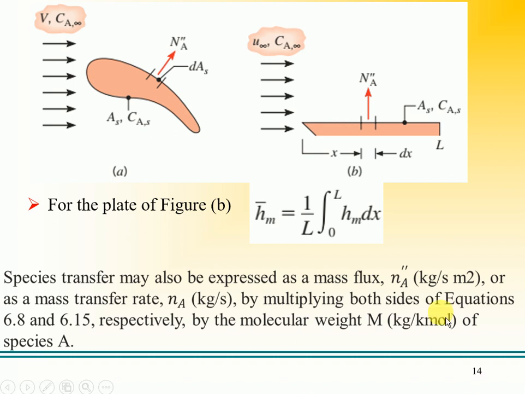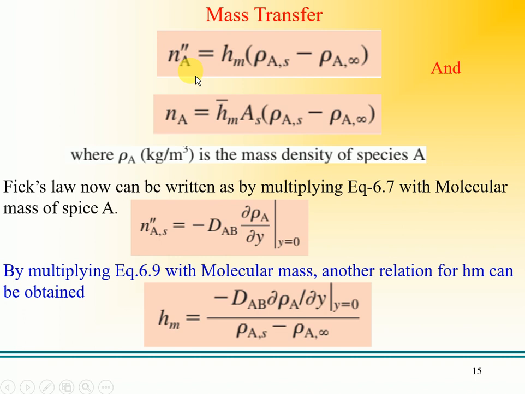These equations are being multiplied by the molar masses. If you multiply with the molar masses, that will be converted into kilogram per second. Let's see, I'm showing here that a mass transfer NA double dash is equal to hM times rho AS minus rho A infinity. That is the mass transfer in kilogram per meter square per second, right? So this is the density of the species at the surface, and this is the density of the species in the free stream. Similarly, if I multiply with the area, I get the total, that is NA equals h bar M AS times rho AS minus rho A infinity, and that is basically in kilogram per second mass flow rate. So rho is of course the density.